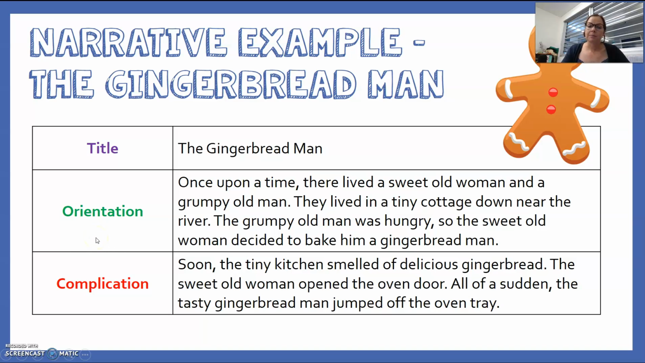Orientation. Once upon a time there lived a sweet old woman and a grumpy old man. They lived in a tiny cottage down near the river. The grumpy old man was hungry, so the sweet old woman decided to bake him a gingerbread man. So here we've established the setting, okay, and the main characters and what's going on.